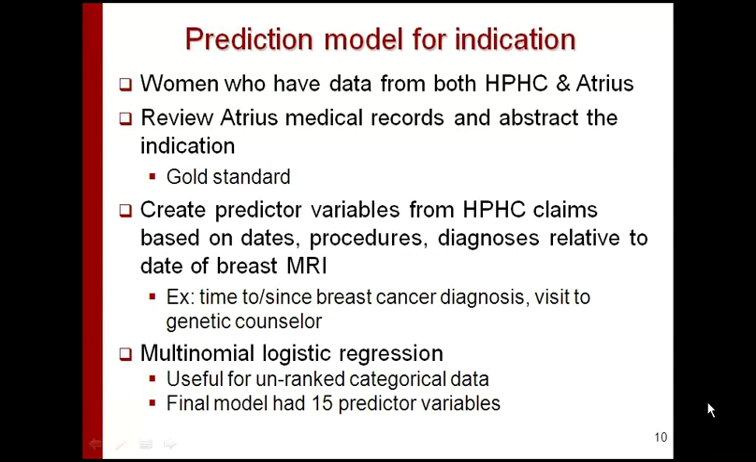I have women who have both claims data and electronic medical record data. From the electronic medical record data, we abstracted the sort of true indication for the breast MRI. That was going to be our gold standard. And then in the claims data, we developed sort of predictor variables, things like the occurrence of different procedures and the timing of those procedures and diagnoses relative to the date of the breast MRI. And we're going to use that to predict what the indication is. We used multinomial logistic regression because we had 4 different indications, and it was useful in this situation because our data was unranked categorical data.